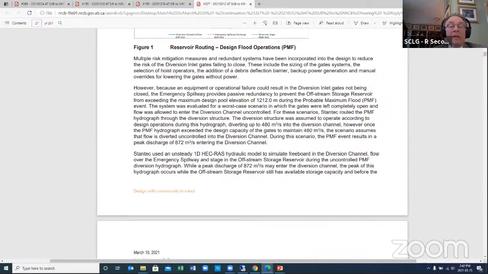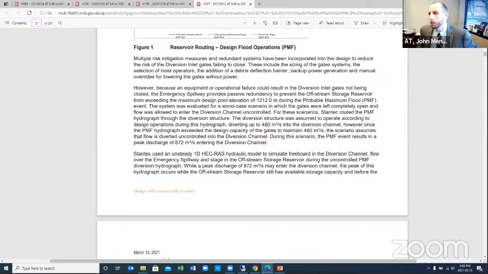So reservoir routing scenarios are presented on pages 27 and 28 of Exhibit 327. And they indicate a constant diversion maintained at 480 cubic meters per second based on incremental closing of the gates. Correct? Yes. Why has Stantec not applied the design diversion rate of 600 cubic meters per second for reservoir routing scenarios in favor of 480 cubic meters per second?